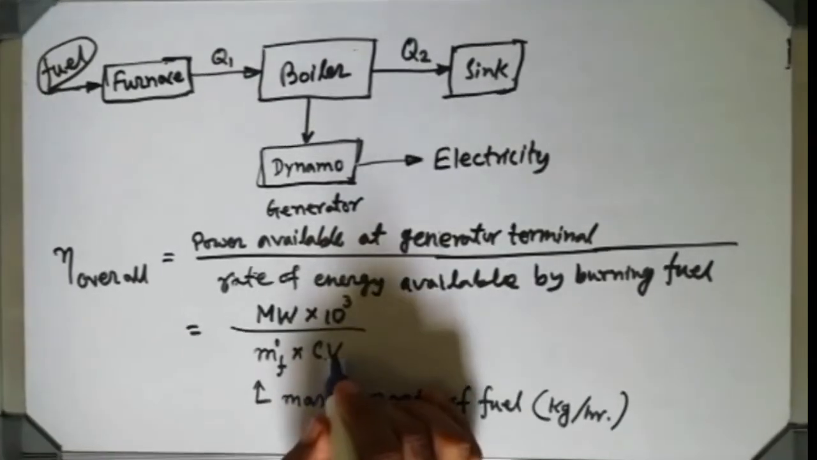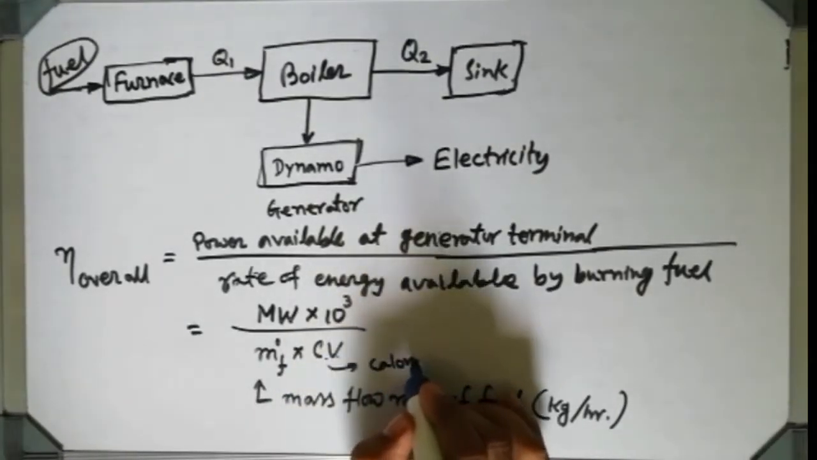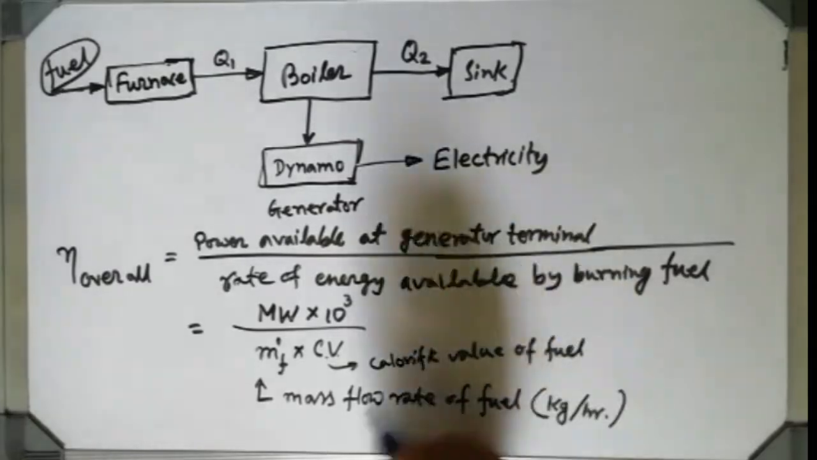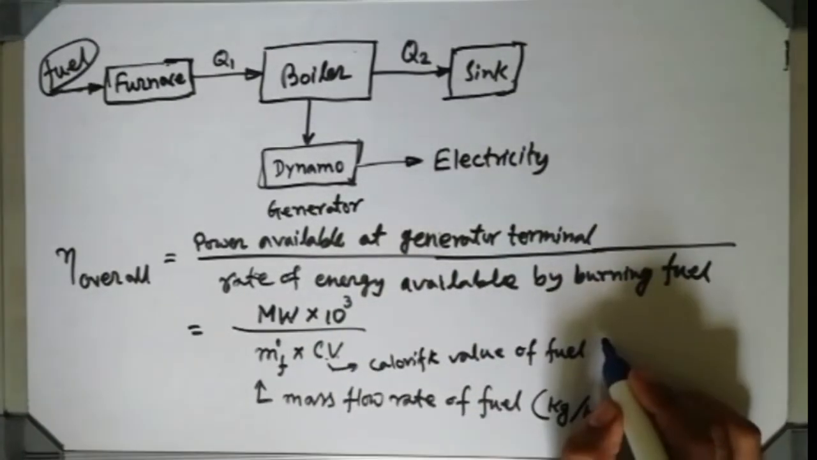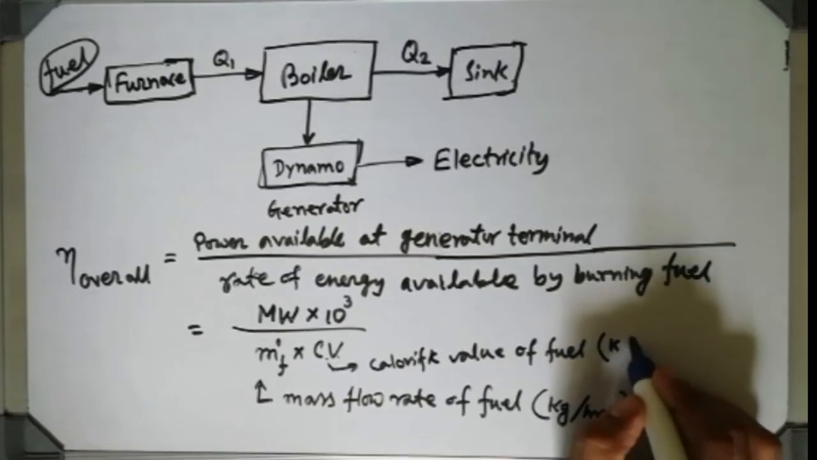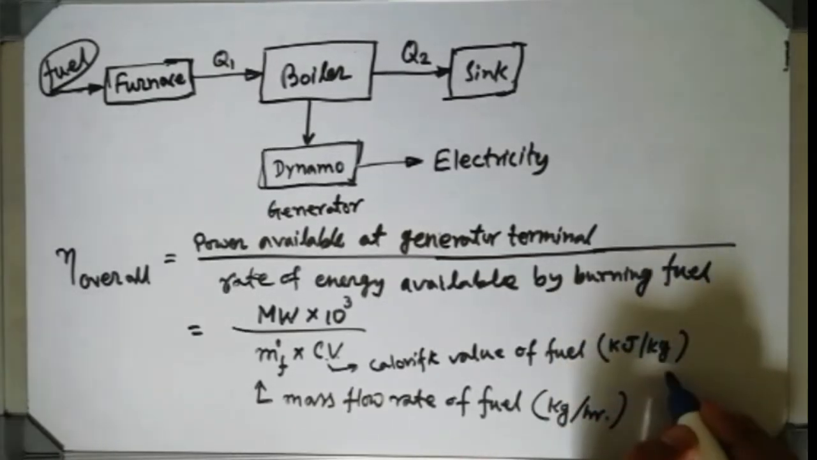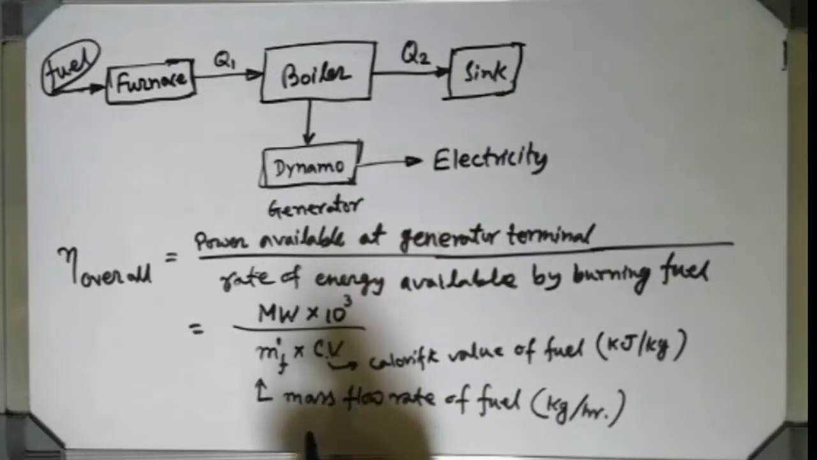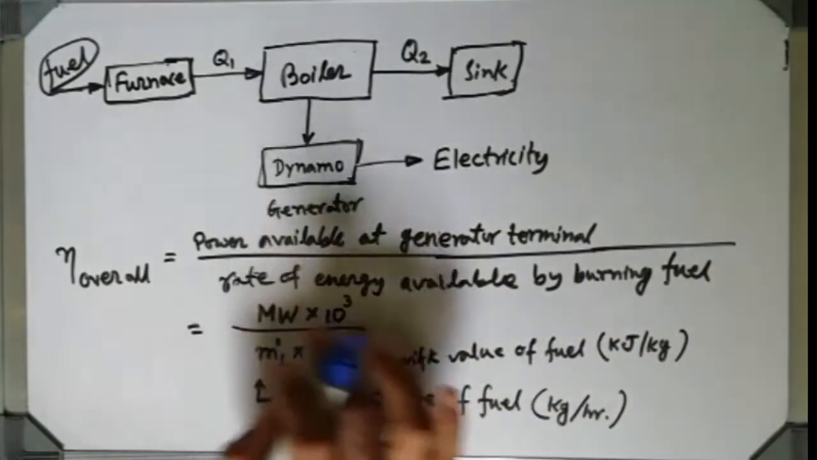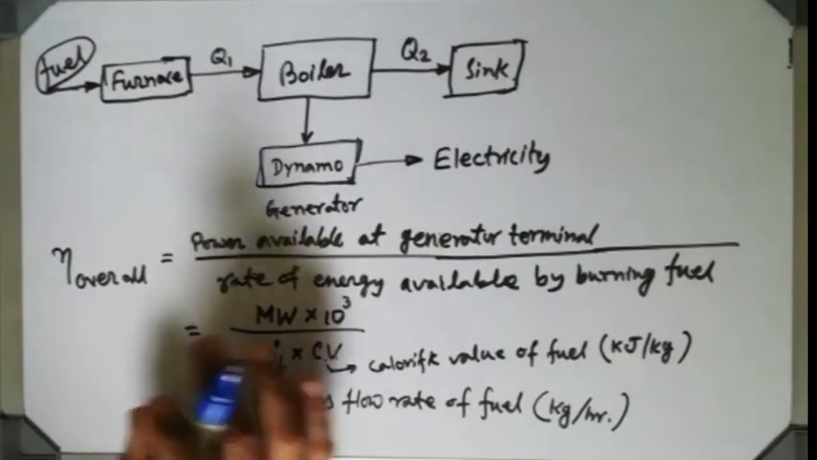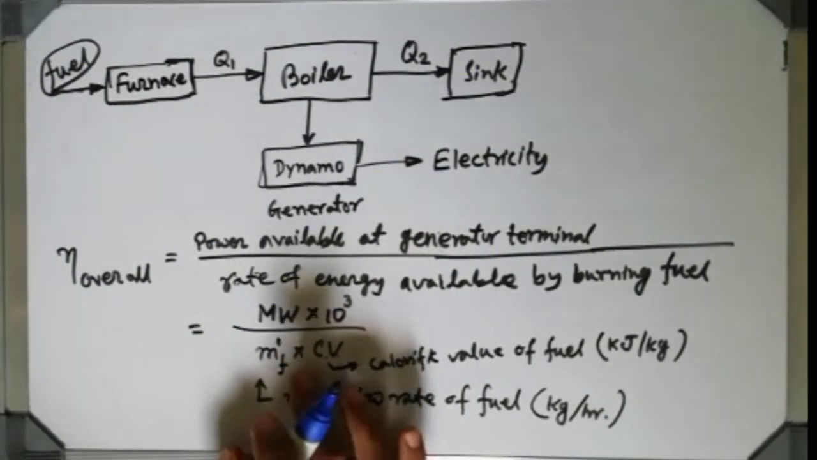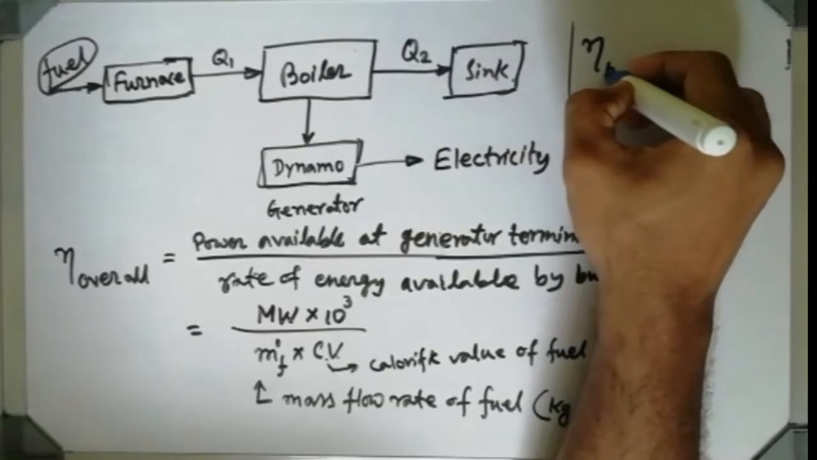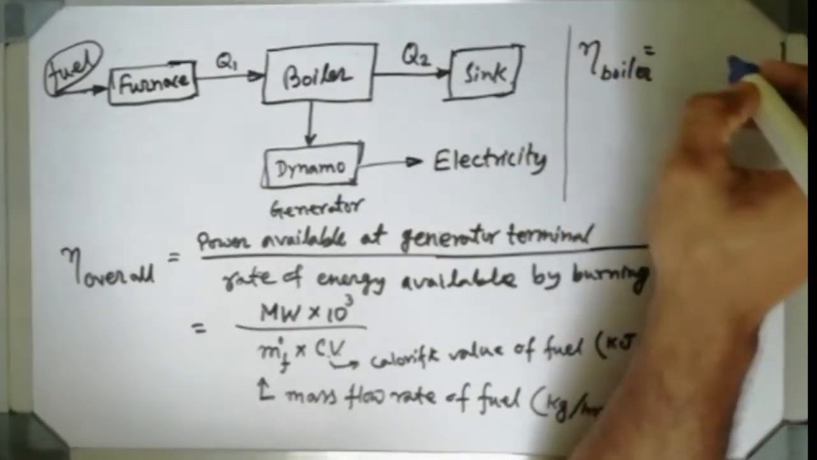Okay, and Cv you all know, that is the calorific value of fuel. Calorific value means if we burn 1 kg of fuel, then how much amount of energy it will evolve. It will be expressed in kilojoule per kg. So if you burn 1 kg of fuel, how much amount of energy will be liberated from it, that is the calorific value, nothing else. So from this particular expression, if you know the generator output, if you know these things, then you can find out the overall efficiency. Then coming to eta boiler, that is the boiler efficiency.